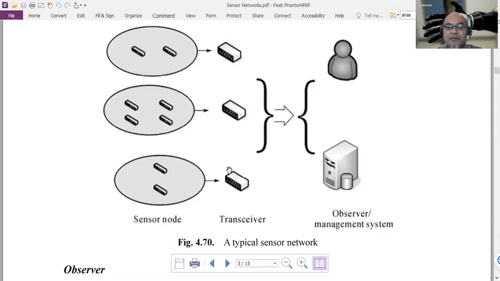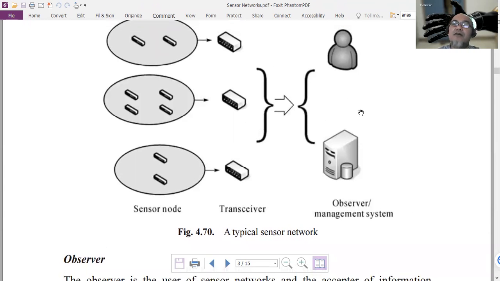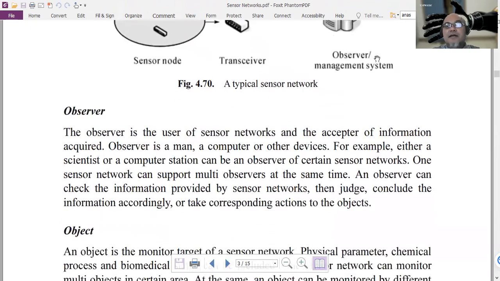Something like this: the sensor node is captured by a transceiver, and then sent to the observer. The observer can be located locally or in the cloud. So the idea of Pak Aulia's wearable ECG is like this: the sensor captures the heart signal, and then sends it to the cloud to be analyzed by a cardiologist.